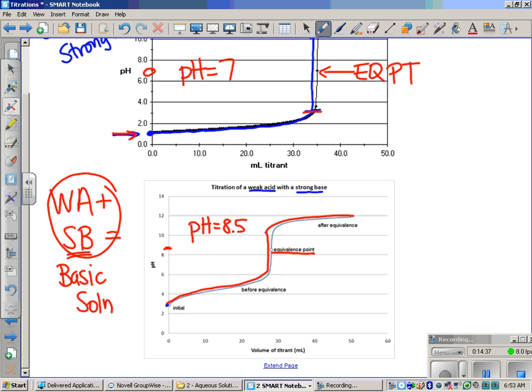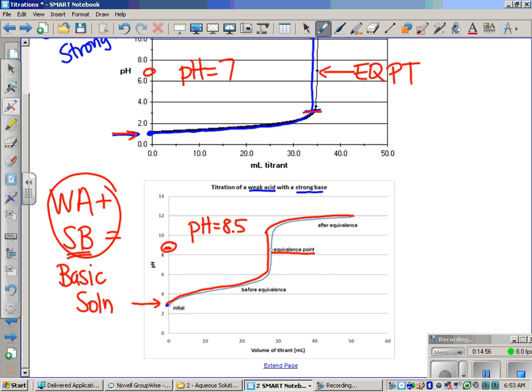Okay, for now I need you to be able to look at a titration curve and identify where the equivalence point is and be able to identify the difference between the two. Again, we saw this one started with a very low pH. Typically pHs under 2 are strong acids. And this one started down here with a higher pH, so that was going to be a weak acid.